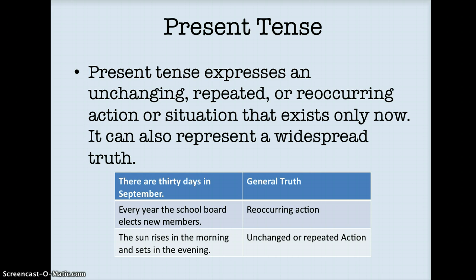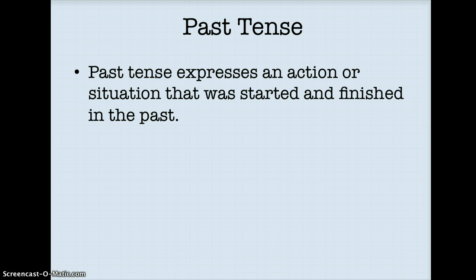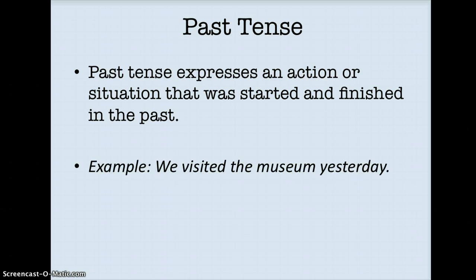And lastly, we have the unchanged or repeated action. The sun rises in the morning, it sets in the evening. It's going to be repeated every day. The next one we have is past tense. Past tense expresses an action or situation that was started and finished in the past. So our example: we visited the museum yesterday, something we already did.